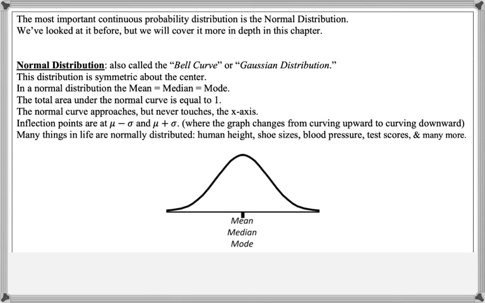The inflection points are at the mean minus the standard deviation and the mean plus the standard deviation. So 1 standard deviation away from the mean in both directions. And inflection points are where the graph changes from curving upward to curving downward. And many things in life are normally distributed: human height, shoe sizes, blood pressure, test scores, and many more.